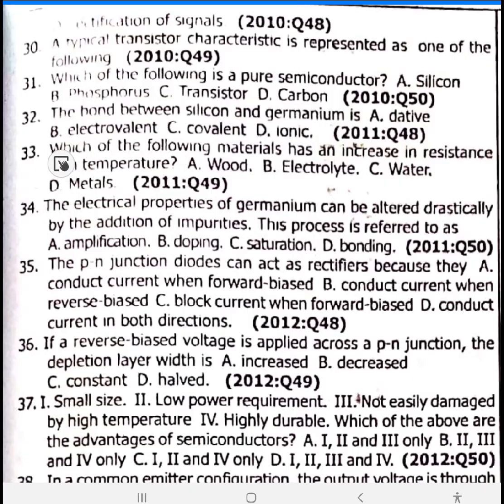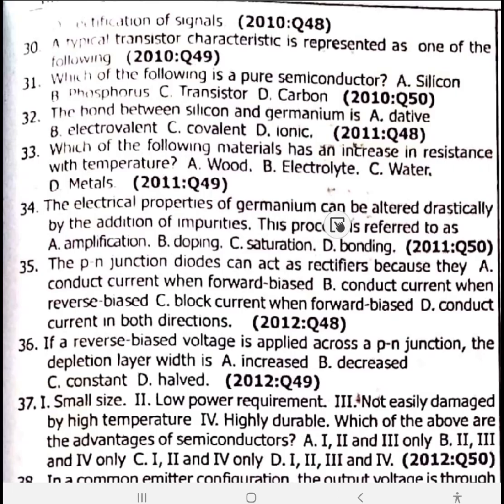32. The bond between silicon and germanium is covalent. Electron sharing, that's what happens between them. 33. Which of the following materials has an increase in resistance with temperature? Increase in resistance with temperature. A metal, option D. That's 33.